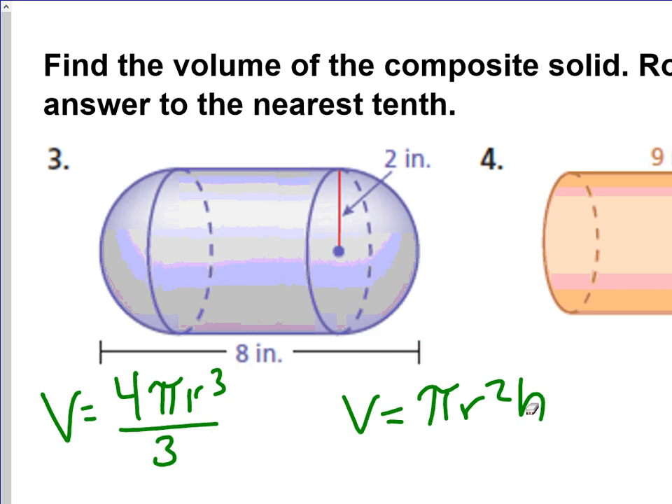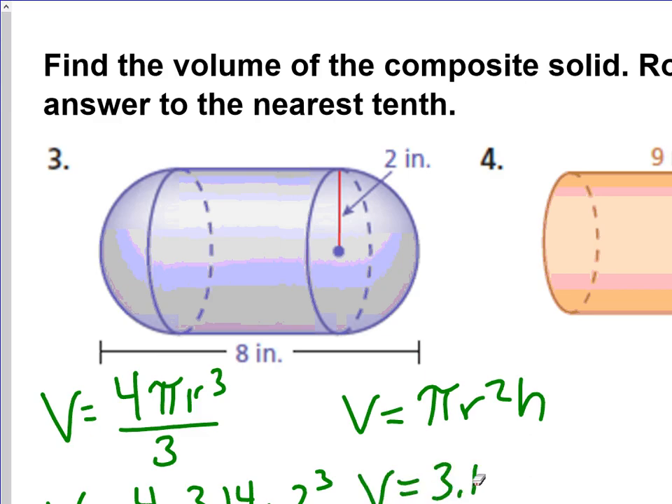Okay, so now I plug in what I know. 4 times 3.14, times my radius, which is 2, cubed, over 3. So 2 cubed is 8. If I multiply that all out, I've already done it, so I got 33.493 repeating, and we can kind of round towards the end.